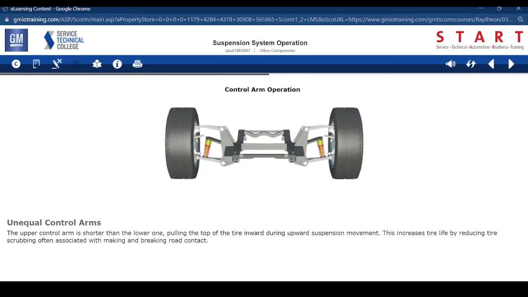The upper control arm is shorter than the lower one, pulling the top of the tire inward during upward suspension movement. This increases tire life by reducing tire scrubbing, often associated with making and breaking road contact.